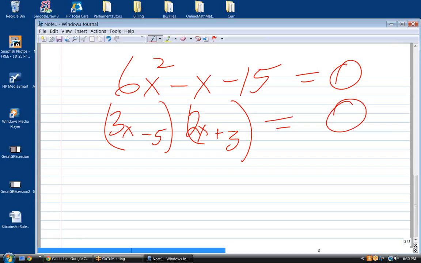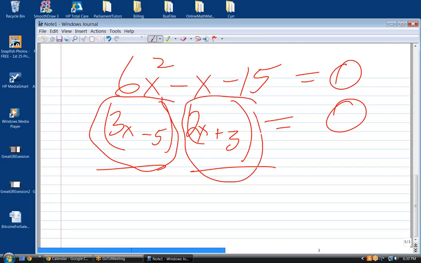That's the key. Replace x for 0? No. Listen to what I said. Two numbers, that's one number. That's another number. They are multiplied together to produce 0. That means one of these has to be 0. That's the only way you can get 0 when you multiply two numbers, is if one of them is 0.